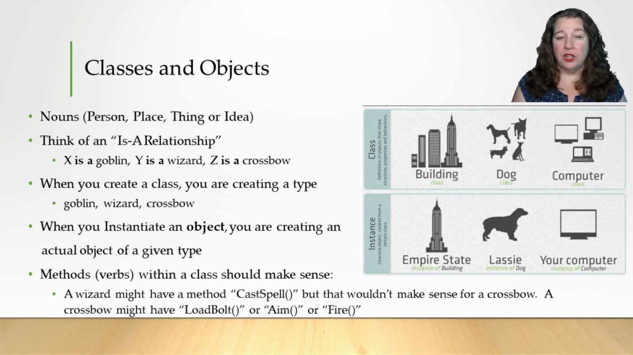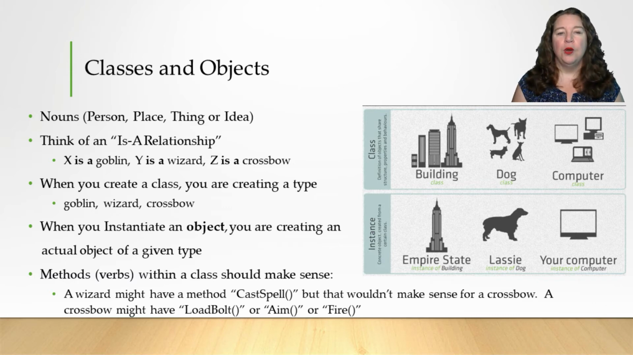So when you think of your class, I could make a class for a goblin, and I could make a class for a wizard, and I could make a class for a crossbow. I could have a fire crossbow, I could have an electrical crossbow, I could have a water, no, not usually a water crossbow. But generally you can have an XP crossbow that's going to add some extra stuff. Anyway, different types of things that you can create. When you create a class, you are creating that type. So goblin, wizard, crossbow, building, dog, computer.